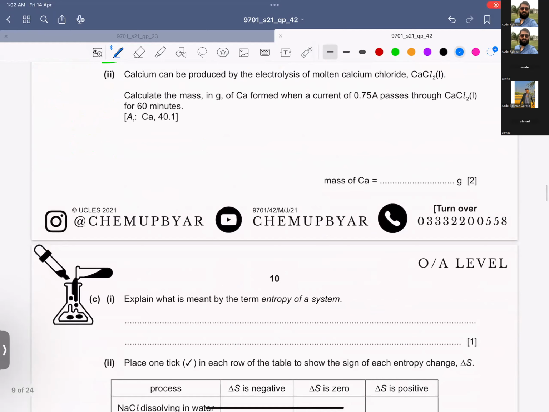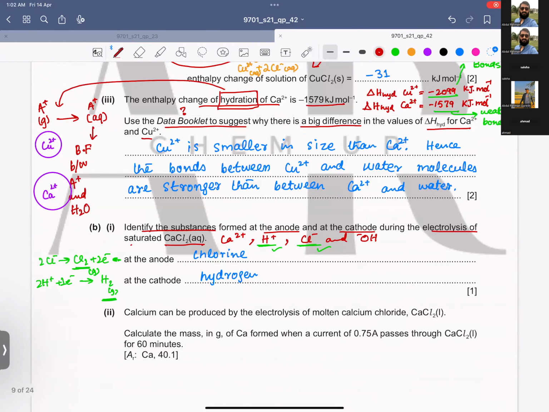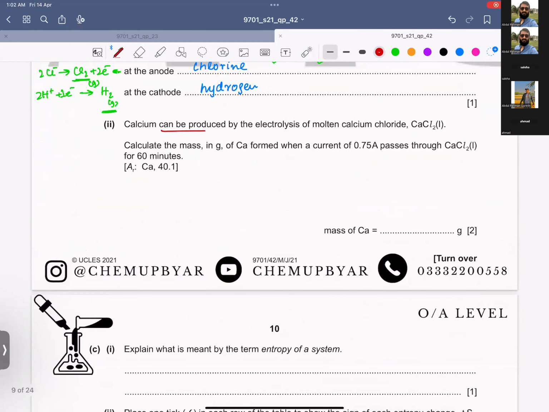Okay, next part. Is this understandable? B1. Now B2. Calcium can be produced by the electrolysis of molten calcium chloride. Okay, now see, molten, and then the calcium is produced. So it means that when we use molten, then at the cathode there is no hydrogen. So at the cathode, the calcium 2 positive ion gains 2 electrons and forms calcium metal.